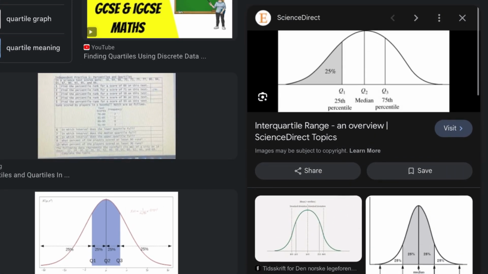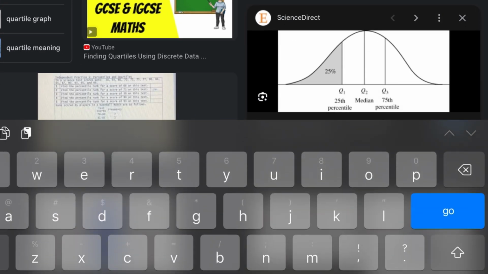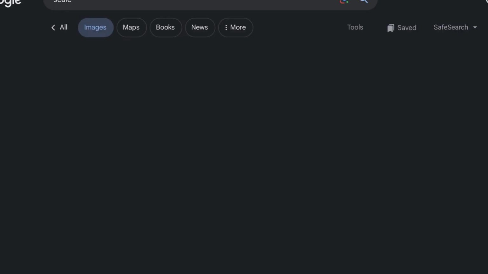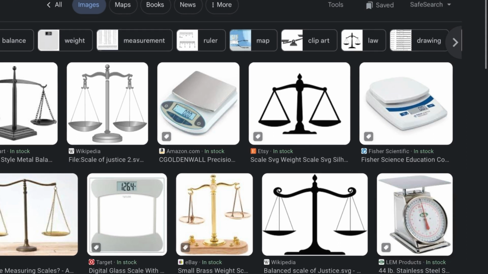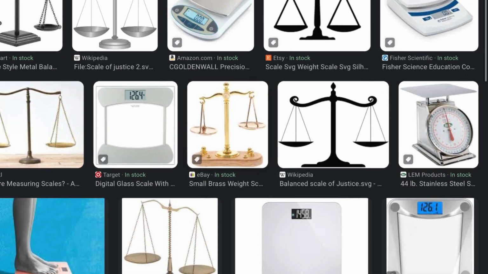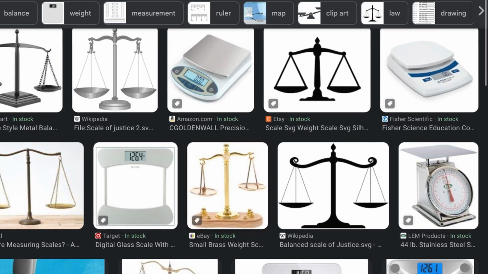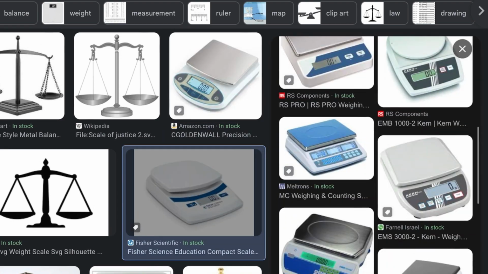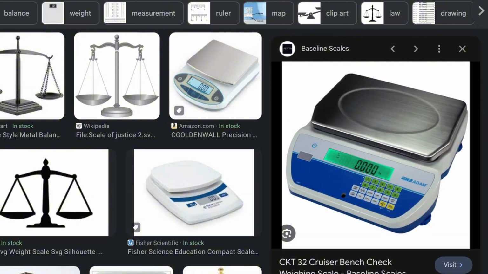Now, what kind of scale are we talking about? Really just any scale, but here for visual reference. Not that type of scale. This type of scale. See? For instance, this. Just your typical scale that weighs food.